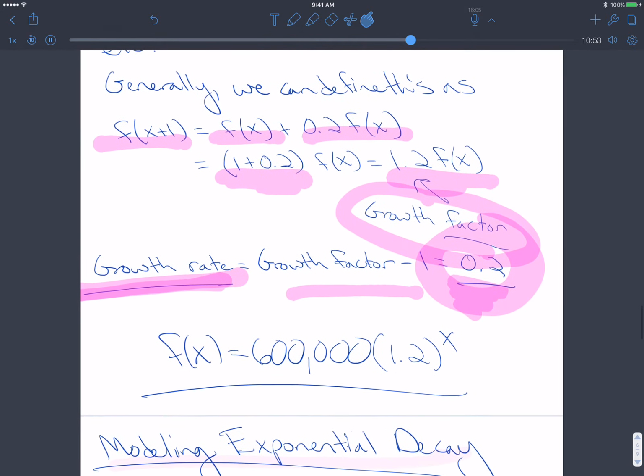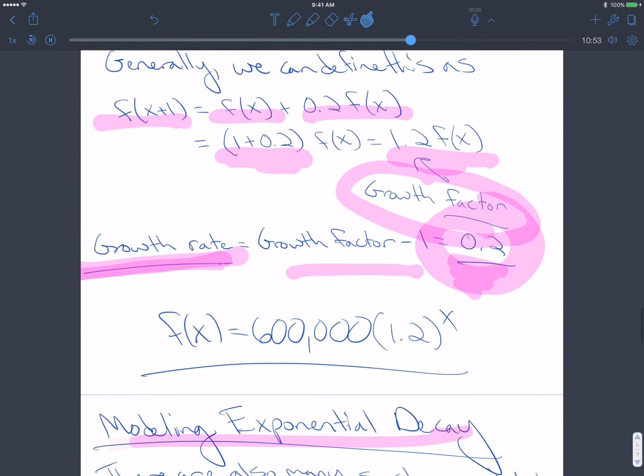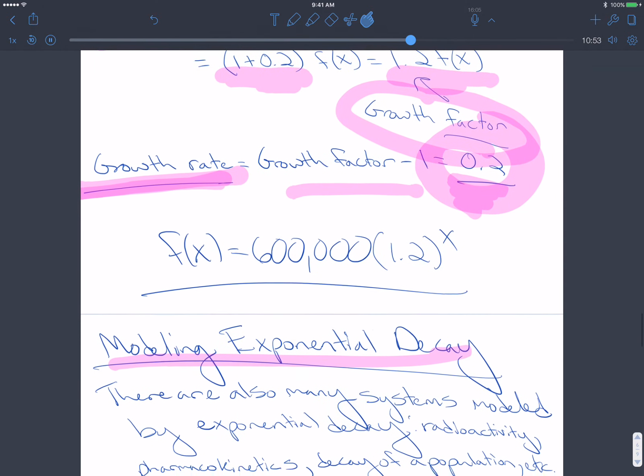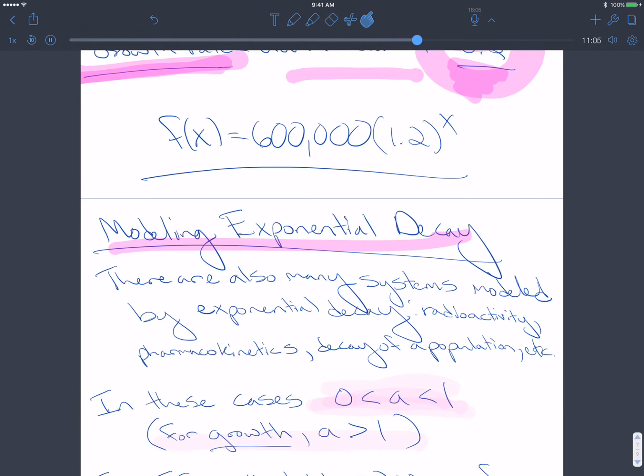In the opposite direction, we also have exponential decay, and this does also model a lot of systems. So exponential growth corresponds to something that's growing very rapidly. Exponential decay corresponds to something that is decaying, but not rapidly; it's decaying at a rate that corresponds to what would be its growth factor, but is now decaying. So in these cases, if A is between 0 and 1, it's decaying. You are taking a fraction of whatever you originally had.